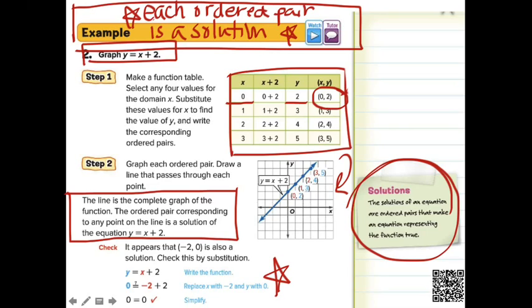Now, if you notice down below, there is a check. Take a look at that. It says it appears that negative 2, 0 is a solution. Check by substitution. So what you do is you substitute the x with negative 2, the y with 0, and see if it checks out.